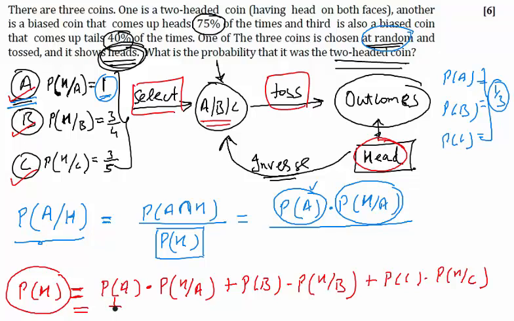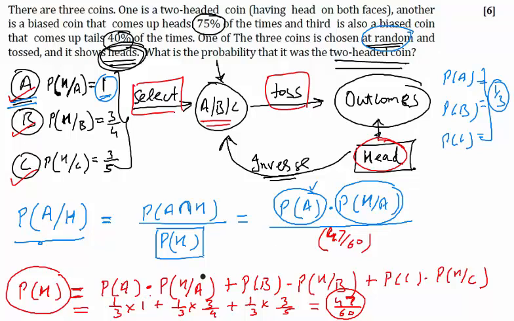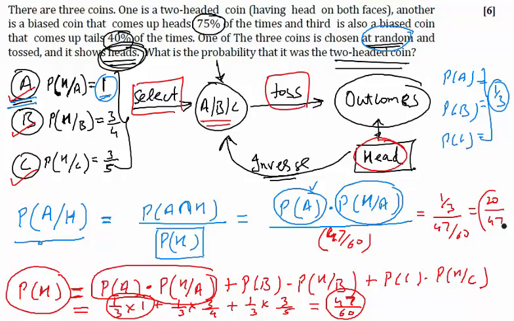This on solution gives us what value? PA is 1 by 3, so 1 by 3 into H given A, which is 1, plus PB is also 1 by 3, but probability of H given B is 3 by 4, which we have already seen, plus probability of C, again 1 by 3, and probability of H given C is 3 by 5, which we have seen, right? So this on simplification will give us 47 by 60. So this becomes our denominator, 47 upon 60. But what is our numerator? Numerator is the first thing, PA into probability of H given A, which is 1 by 3. So it will be 1 by 3 upon 47 upon 60, which becomes equal to 20 upon 47. This is your final answer.